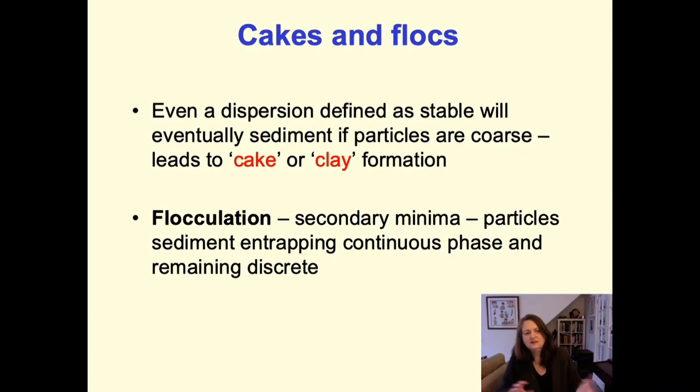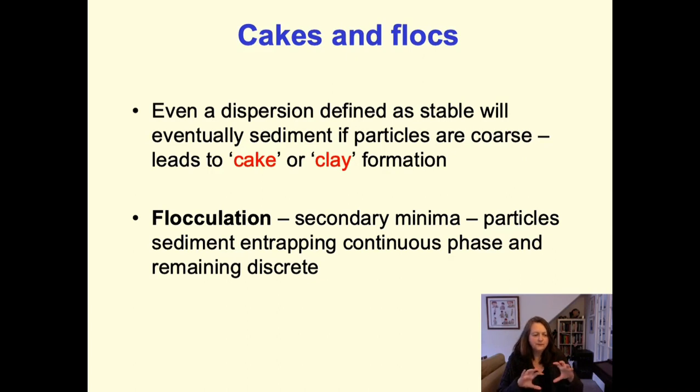Now you can tell if a system is flocculated because if the sediment is very large, a large volume, then you know that it's mixed with a lot of continuous phase. And so you can see that it's flocculated, and therefore if you shake it, it can redisperse. Whereas if it has formed a cake or a clay, then it will be a very low volume sedimentation. So you'll be able to tell whether something is flocculated by how big the volume of the sediment is.